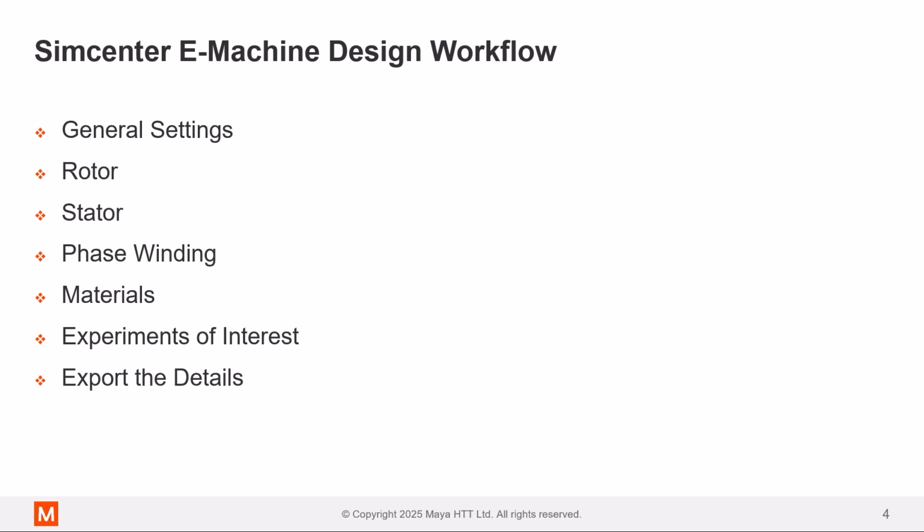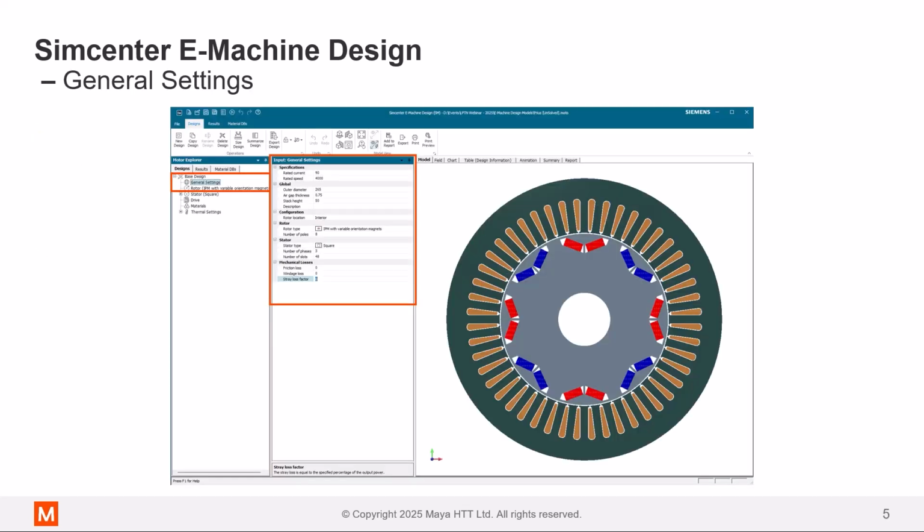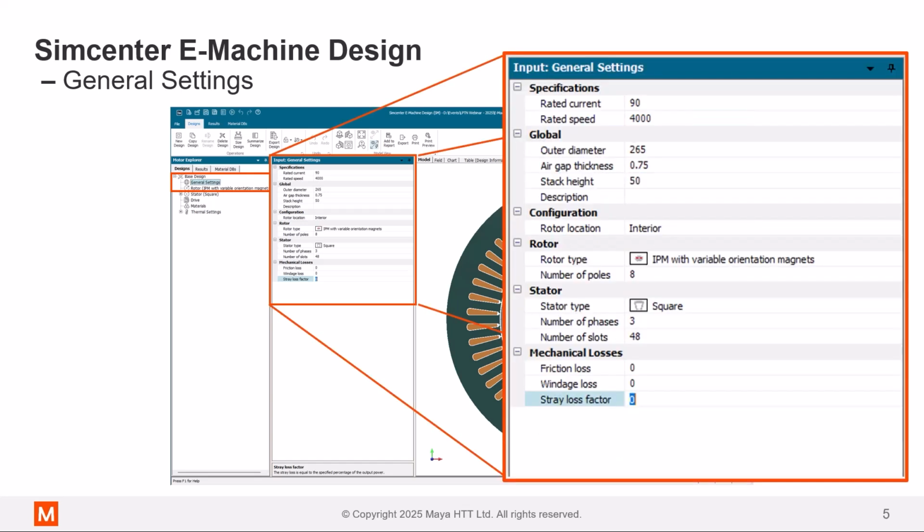The Simcenter e-machine design workflow has the following 7 steps, which we will explore independently. You'll find that in each step of the process, the required details are a combination of configuration pull-downs with multiple options to choose from, and a series of text fields where numerical values must be entered. The first step in the workflow is the General Settings interface. Here we can see the basic parameters which describe your electric motor candidate. And more clearly, here's a magnified view.